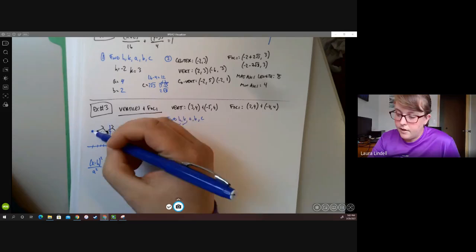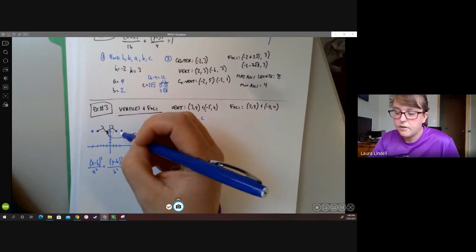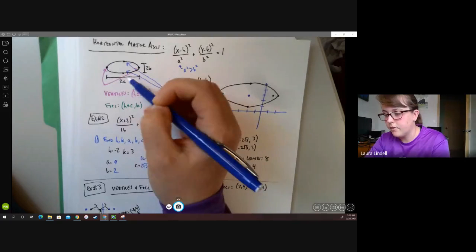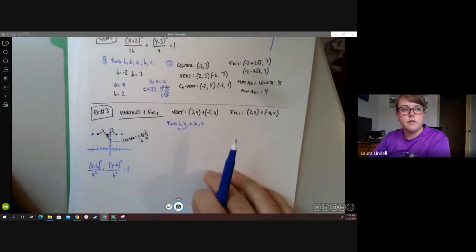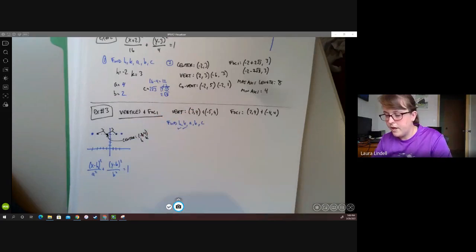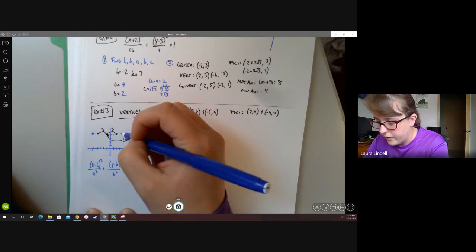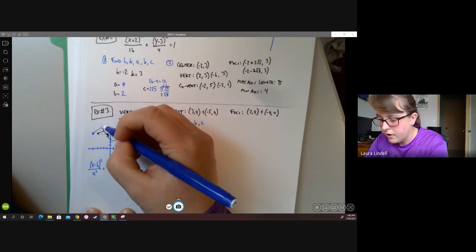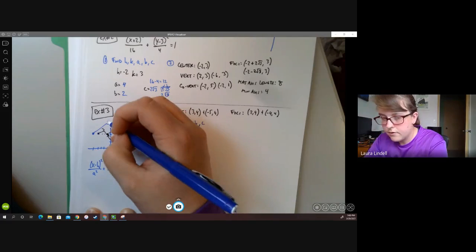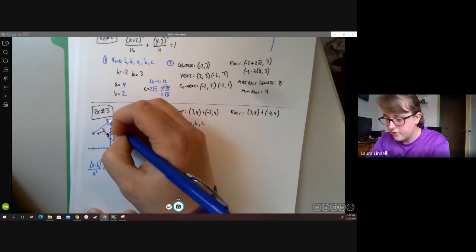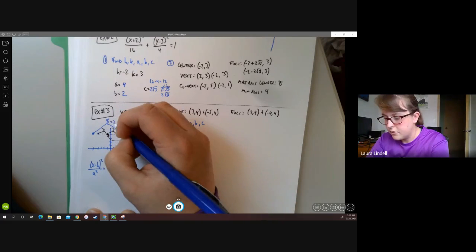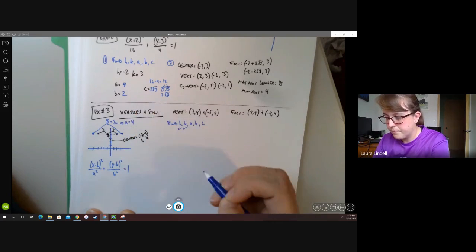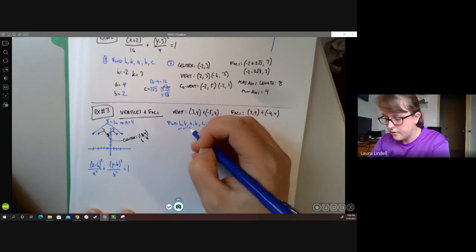A is half the distance between the vertices. Because if we remember up here on our picture, this distance between the vertices was 2a. So half of this distance will be a. So this one is over here at 3, 4. This one is over here at negative 5, 4. So the distance between these is 8. So that's 2a. So that tells me that a is 4. So now we have a.